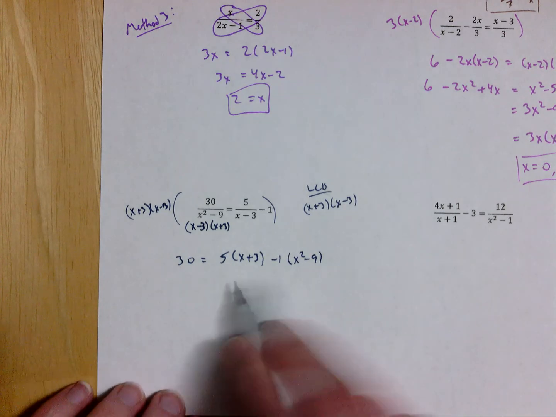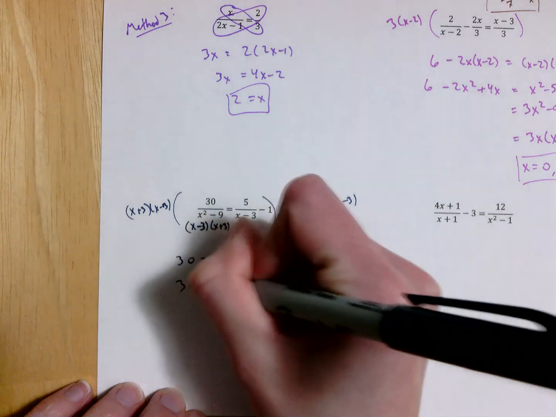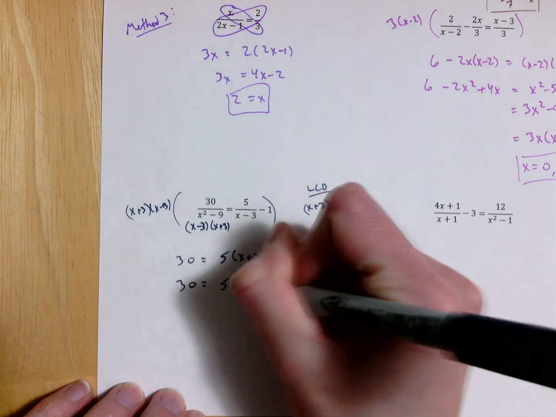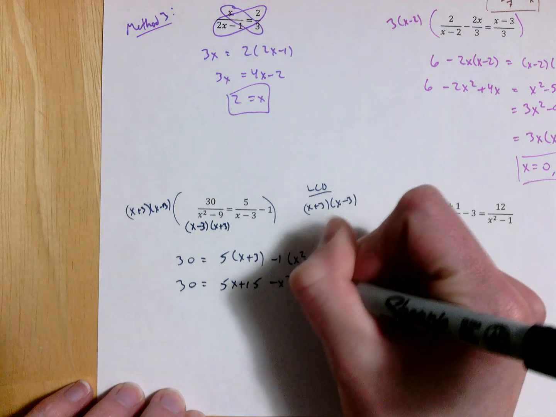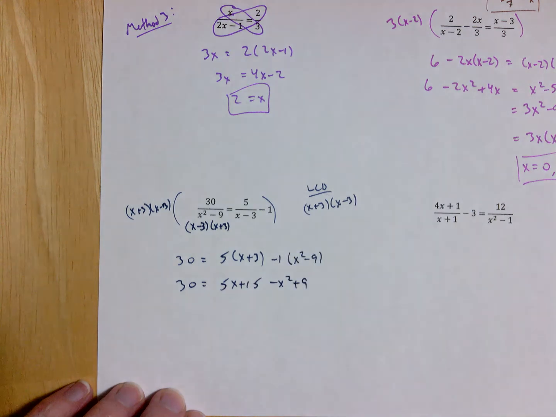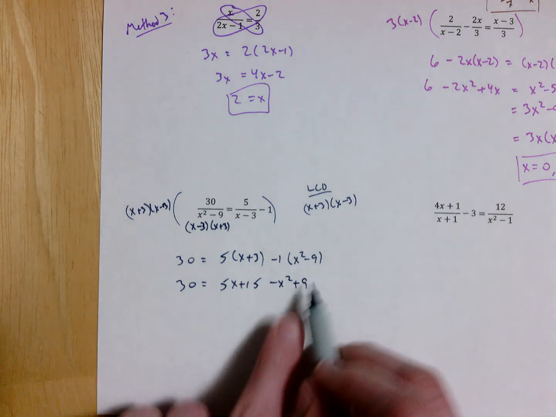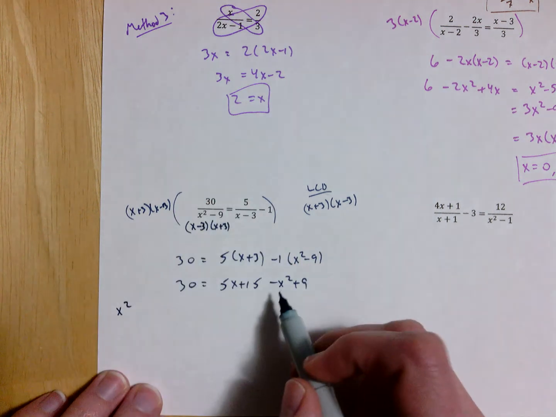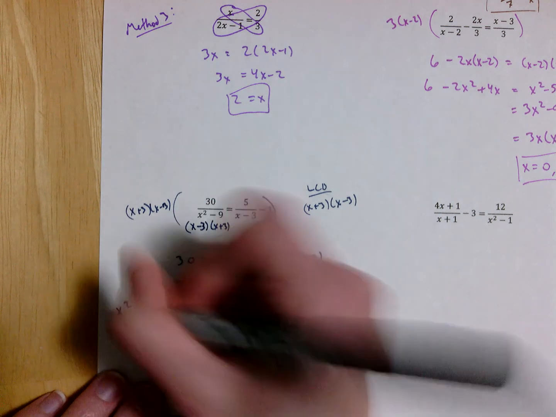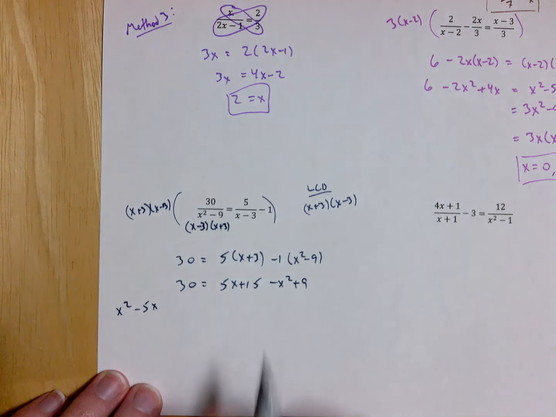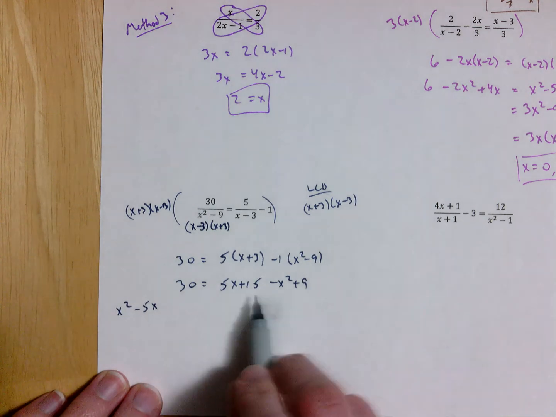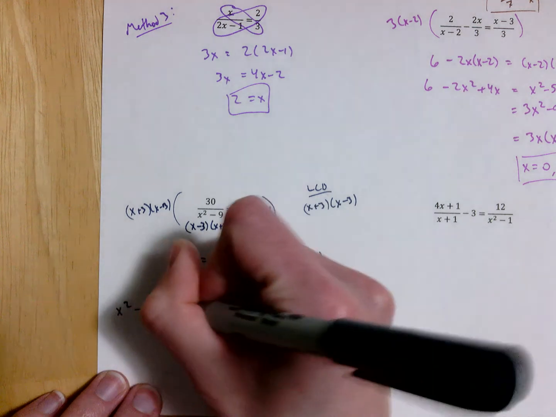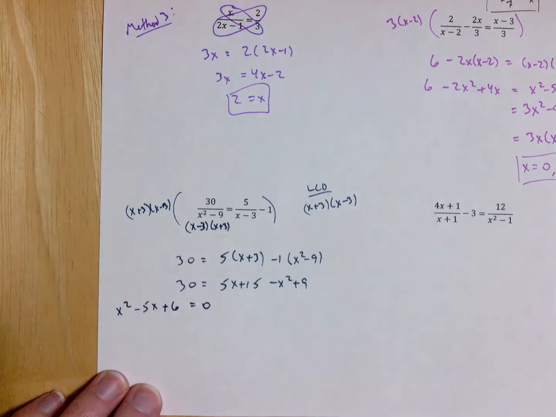Okay, all right, distributing a little bit, try to clean this thing up. That's going to be a 5x plus 15 minus x squared plus 9. I want this guy to be positive, so I'm going to move everything over to the left side of the equation. That'll give me a positive x squared, then a minus 5x. And let's see, that's going to add to 24. And when I subtract it from both sides, that'll leave me with a positive 6 over here.